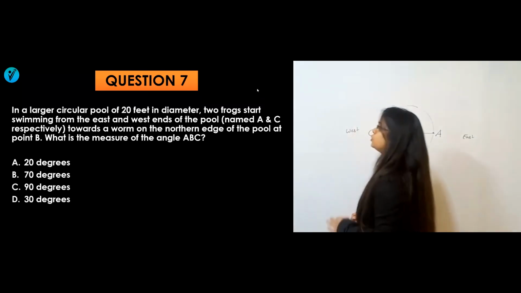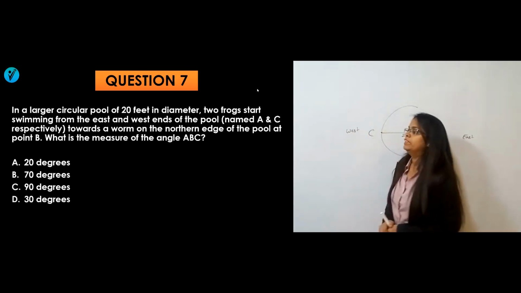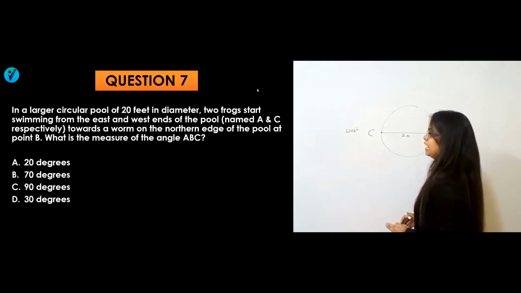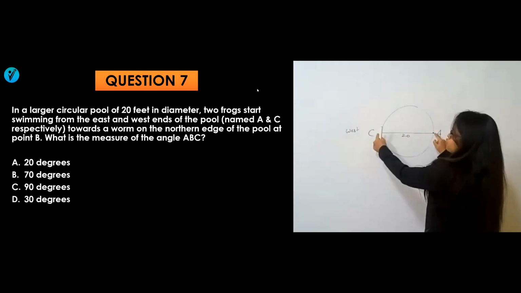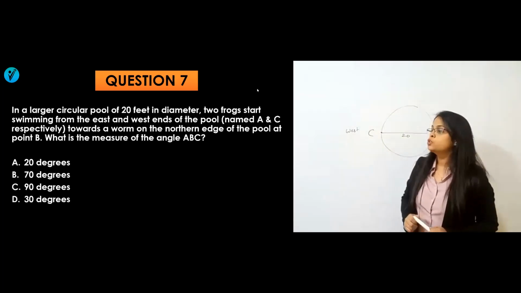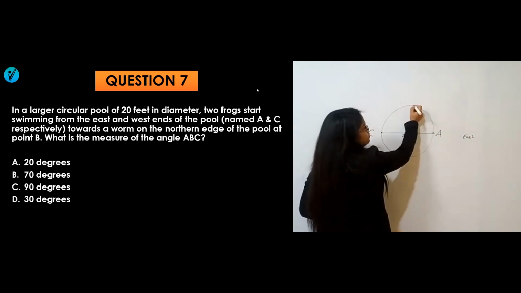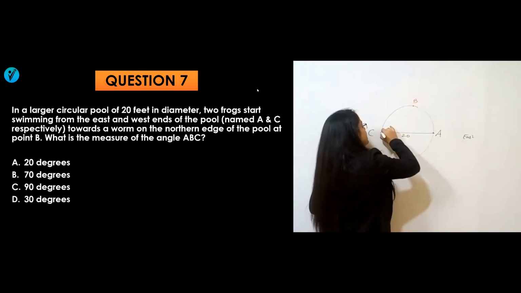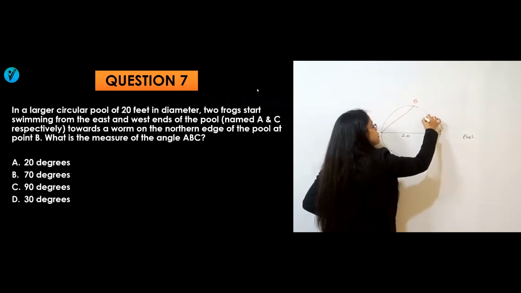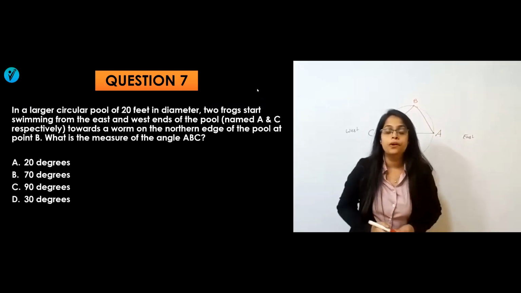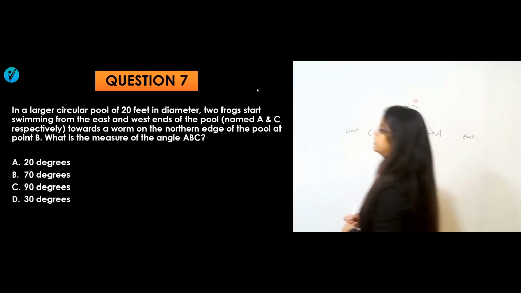Then they are saying that the frogs swim towards a worm on the northern edge of the pool at point B. Let me read it again. Two frogs start swimming from the east and west, these two points named A and C, towards a worm on the northern edge of the pool at point B. Northern edge means this will be the point B. One frog is coming from C to B, one frog is coming from A to B. This is how they are swimming. Then they ask, what is the measure of angle ABC?